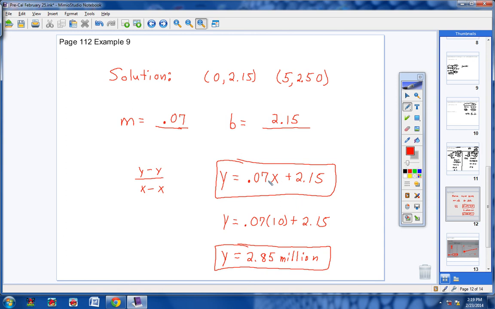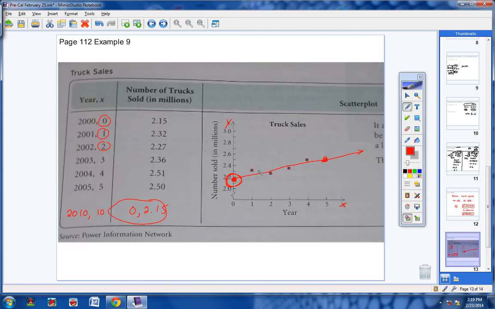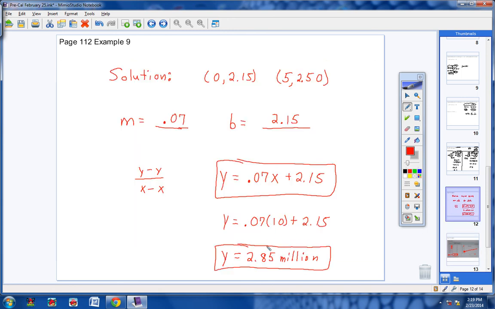We found the linear equation, and we predicted how many vehicles would be sold in 2010. So do you see how important it is to get a nice model like this? As long as your points are kind of lining up in a straight line, you can estimate a linear equation and then estimate the future, which will help you with your sales.